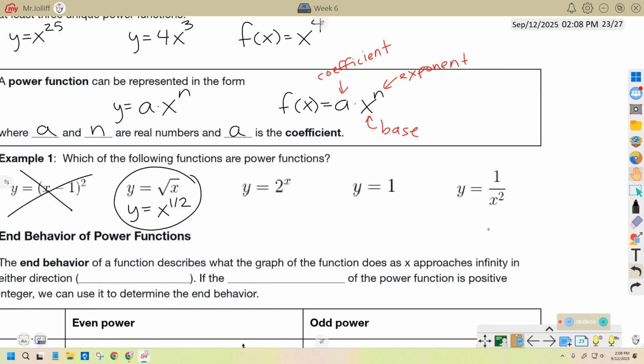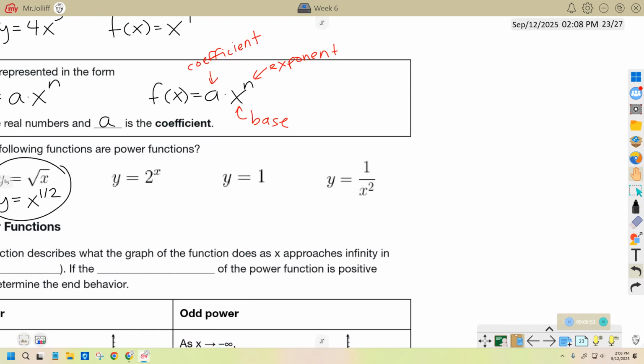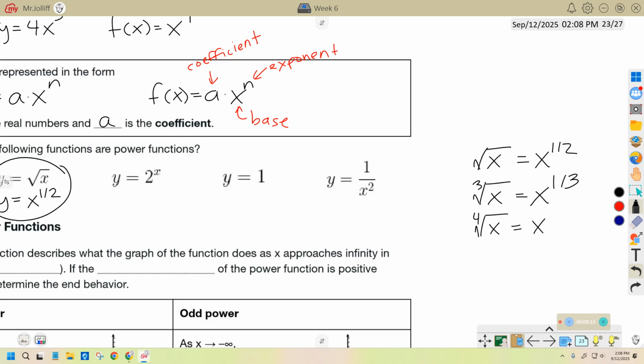I'm going to scoot sideways for a little bit. So we know that x under a square root is x to the 1/2. What about the cube root of x? What would that be? 1/3, following that pattern. Yeah, good. 4th root of x would be x to the 1/4.